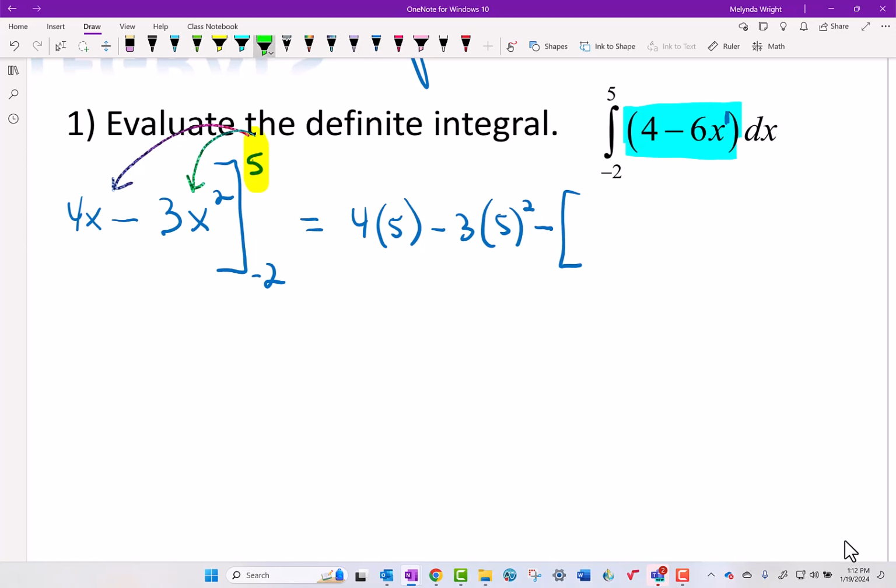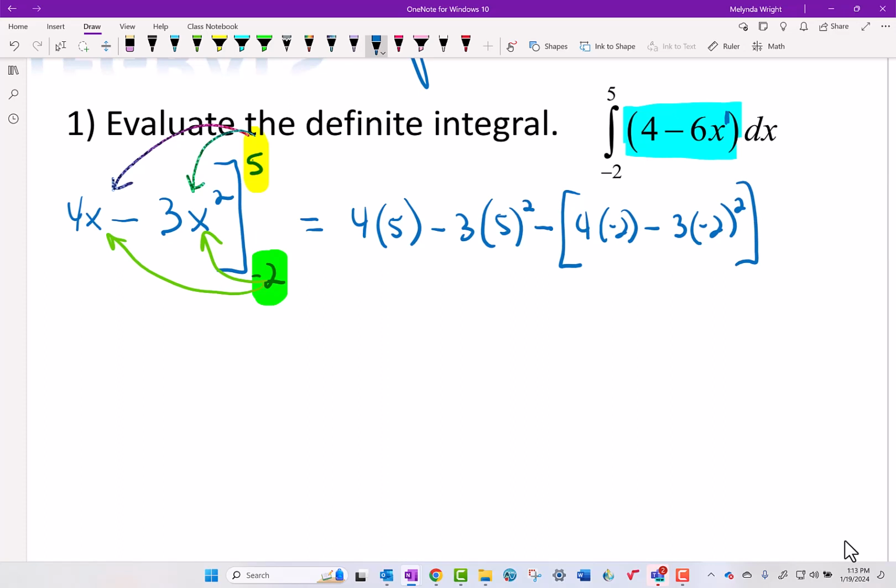Now what we're going to do is take the lower bound and put it in here where the x is and there where that x is. We're going to put that both places. Okay, so here we go. So I've got 4 times -2 minus 3 times -2 squared. And that's the formula.